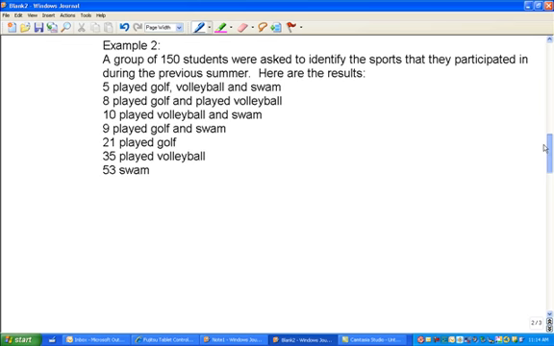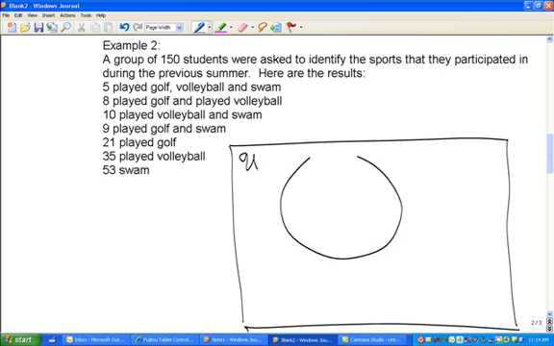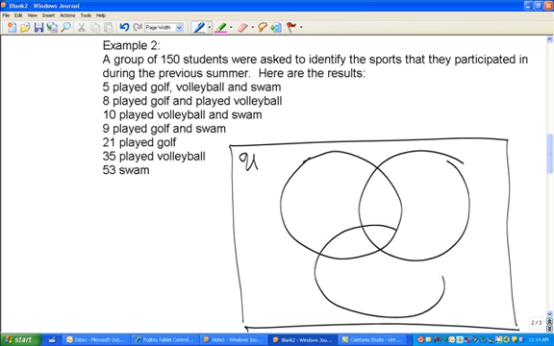Okay, now in example 2, it's a little more complicated. This time we're moving to a case where we have 3 sets. So I need a little more space. Draw my 3 circles for my 3 sets. It says a group of 150 students were asked to identify the sports that they participated in during the previous summer. Here are the results.